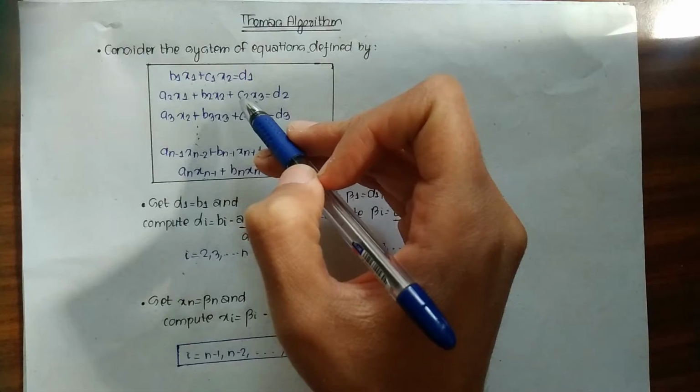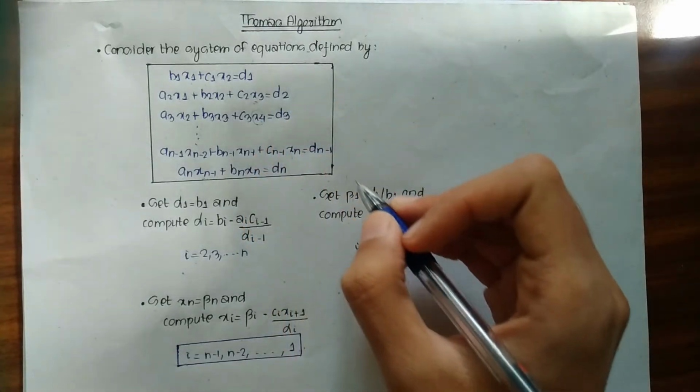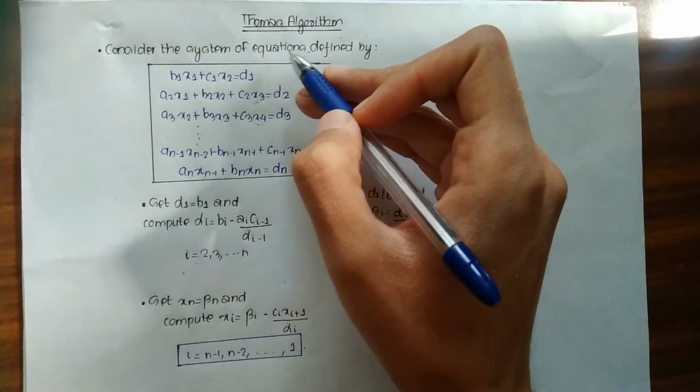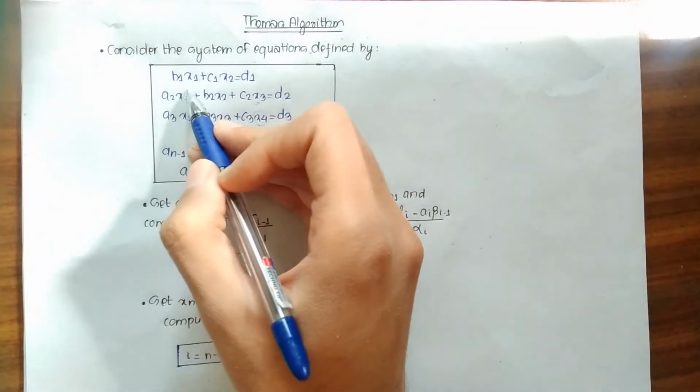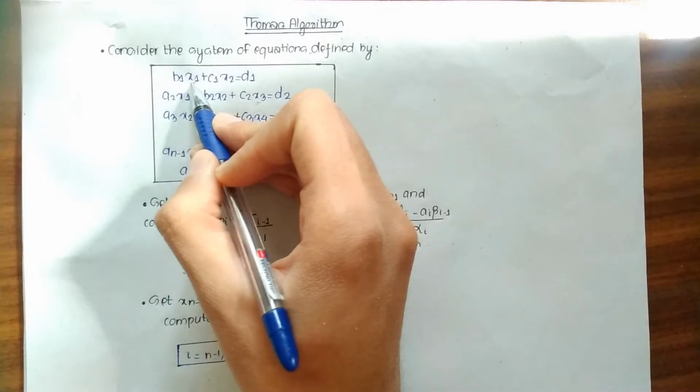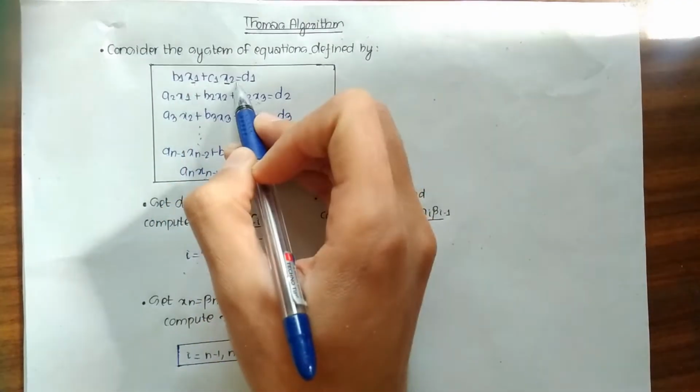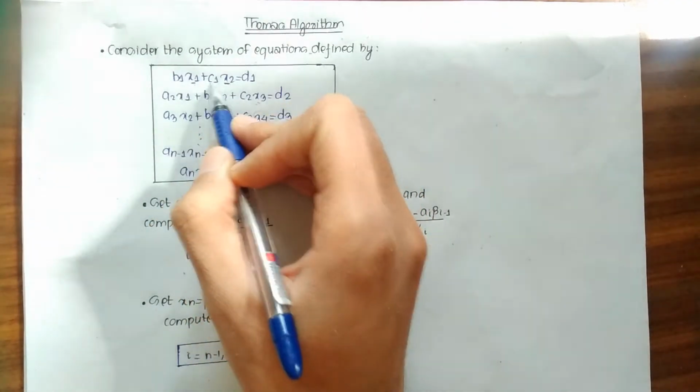We will not be using Thomas algorithm for each and every equation. We will be using Thomas algorithm for certain equations which follow a certain pattern. So as you can see here in our first equation, we have our variables x1 and x2. We have two variables x1 and x2, while we have three constants b1, c1 and d1.